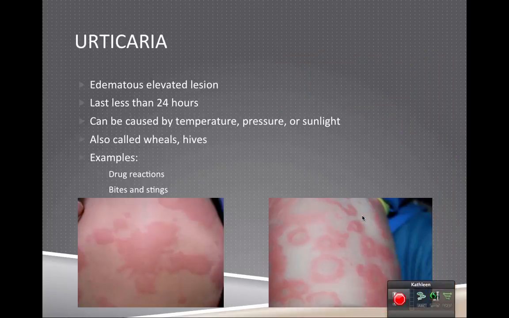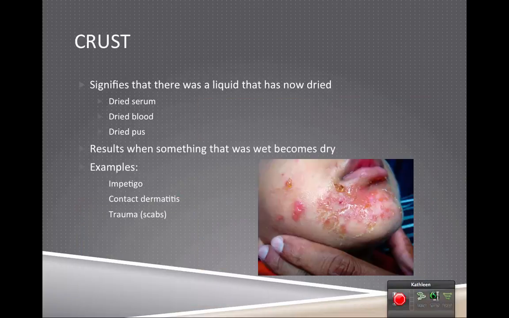Urticaria is an edematous elevated lesion, lasts less than 24 hours, can be caused by temperature, pressure, or sunlight, also called wheals or hives. Examples are drug reactions, bites, and stings. Hives requires an evaluation, especially if it's around the neck or face.